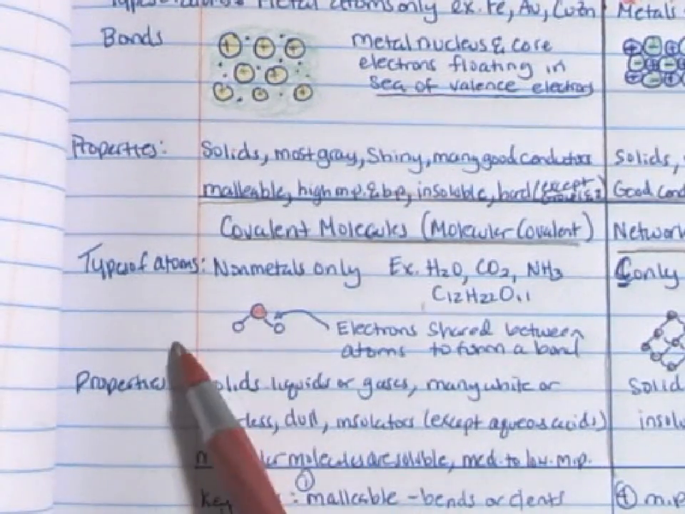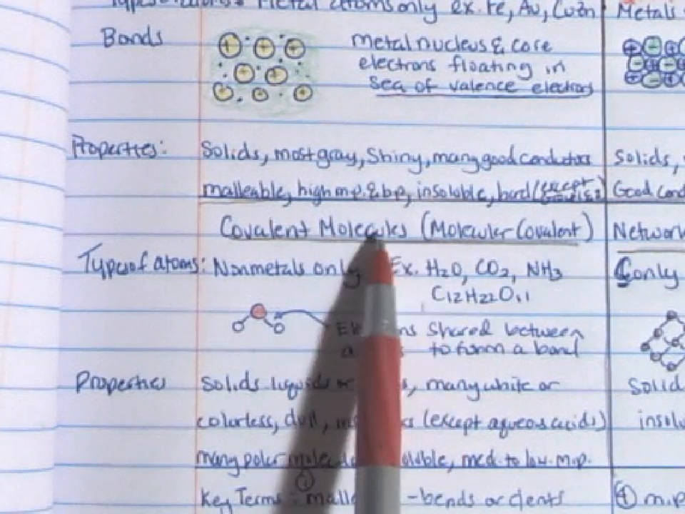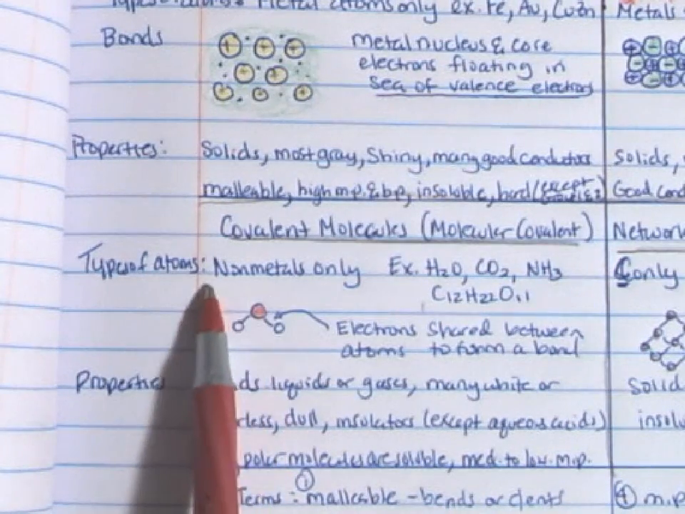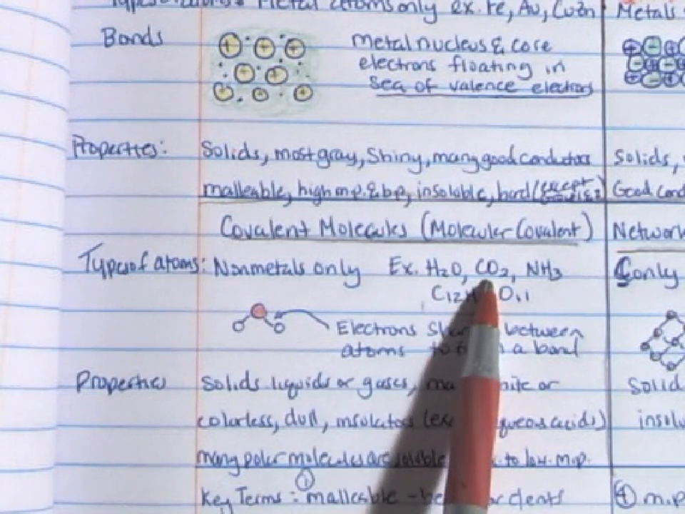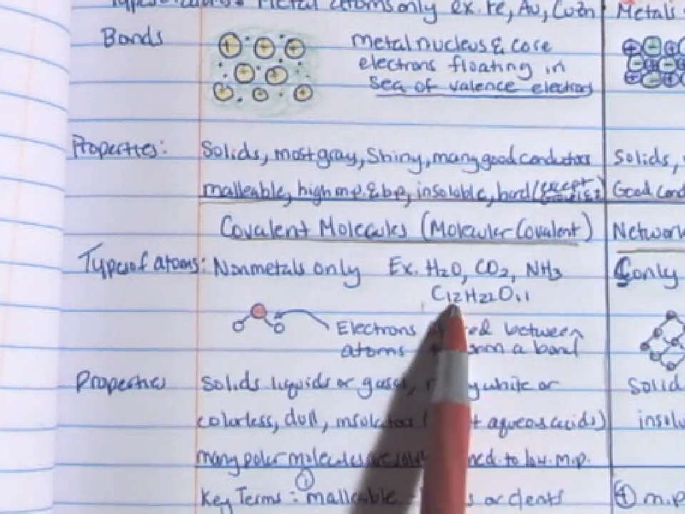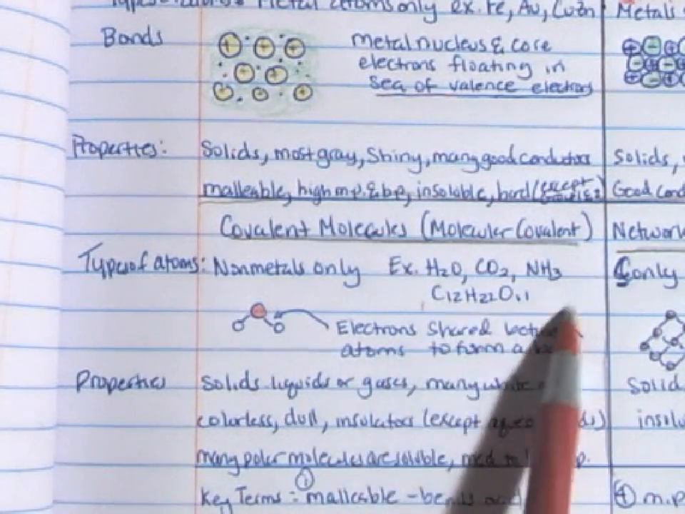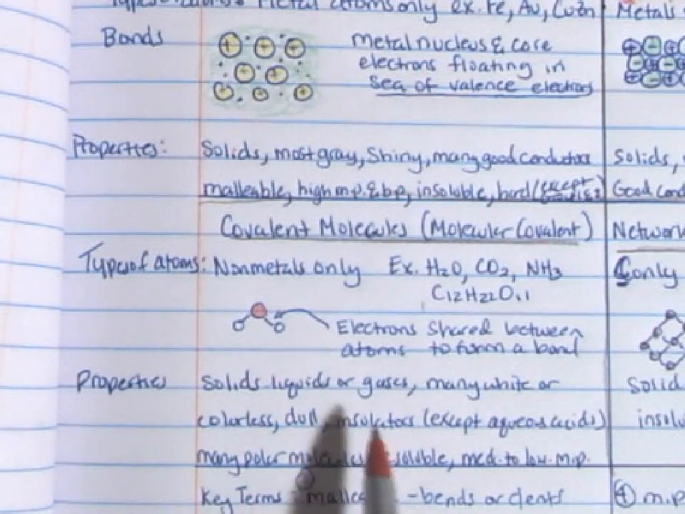The next one we're going to focus on here are covalent molecules. And they have molecular covalent bonds, molecular covalent. The types of atoms: nonmetals only. So, for example, water, carbon dioxide, NH3. This is table sugar. All of these atoms, hydrogen, oxygen, carbon, nitrogen, they're all nonmetals. So if you have something with only nonmetals, you know it's a covalent molecule.